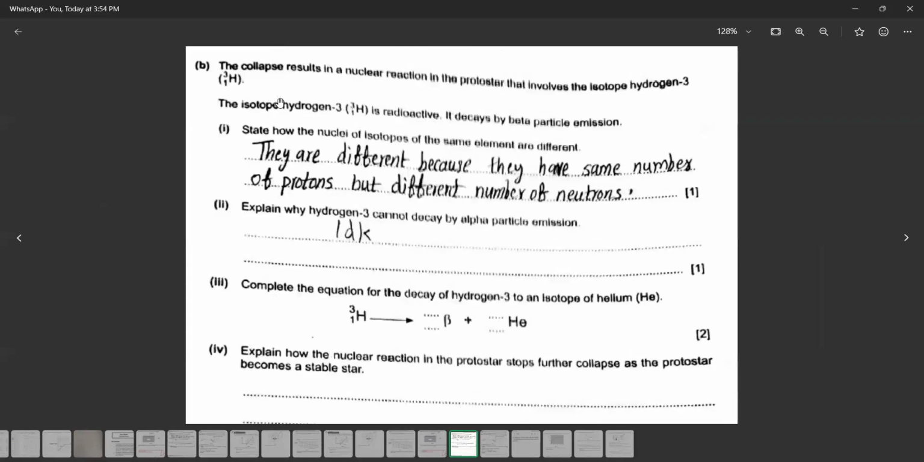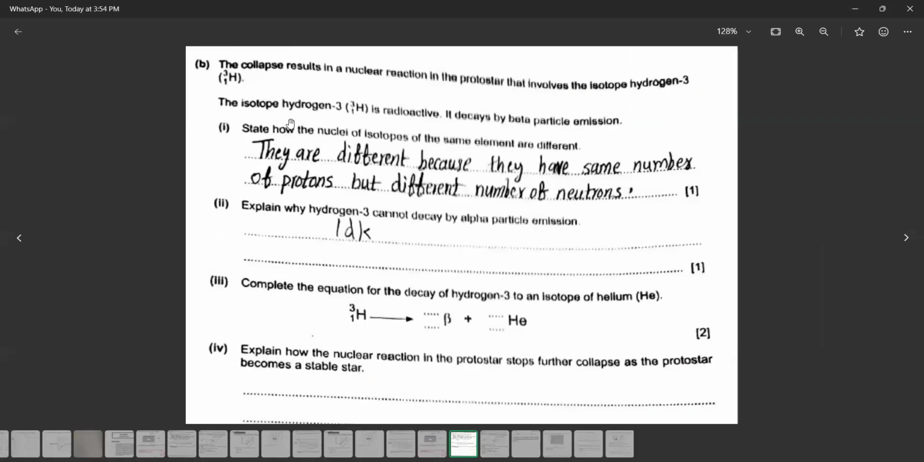The next is: the collapse results in a nuclear reaction of a protostar that involves an isotope of hydrogen. This isotope of hydrogen, 3,1, is radioactive and decays by emitting beta particles. State how the nuclei of isotopes of the same element are different. So how are the nuclei different in isotopes?